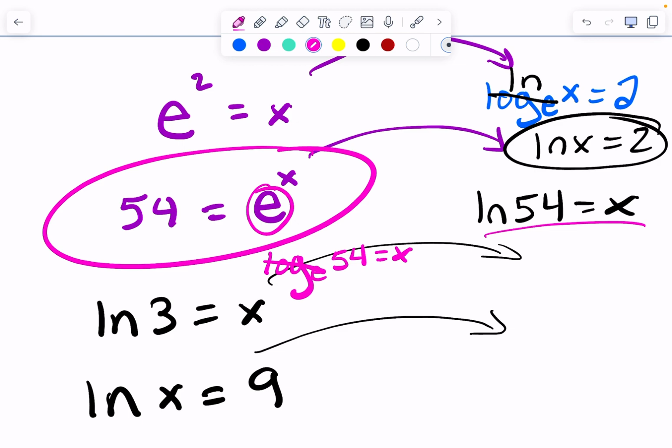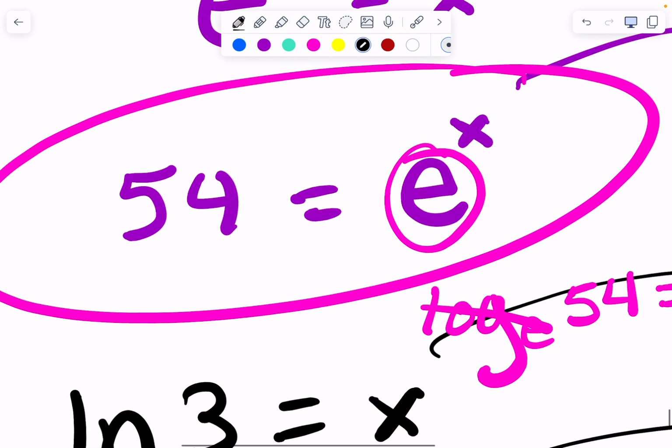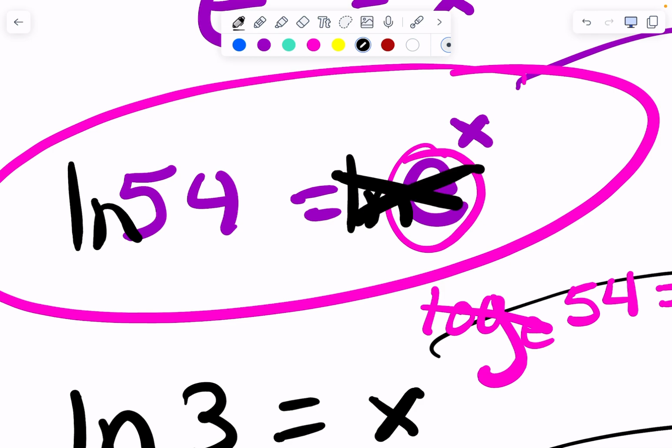Now, what you could do, if you don't want to think about switching it around in the circle pattern, is just ln both sides, right? ln and e cancel. So ln of 54 equals x. You could totally do that. That's fine. That will work.